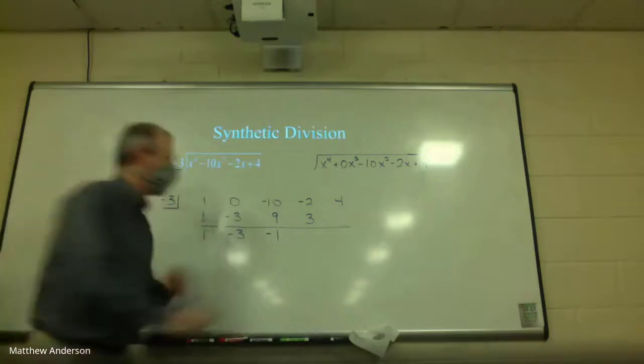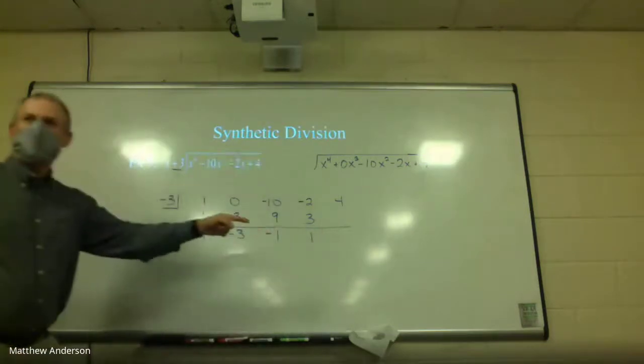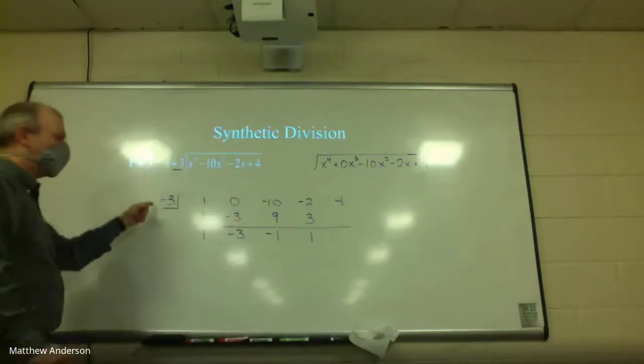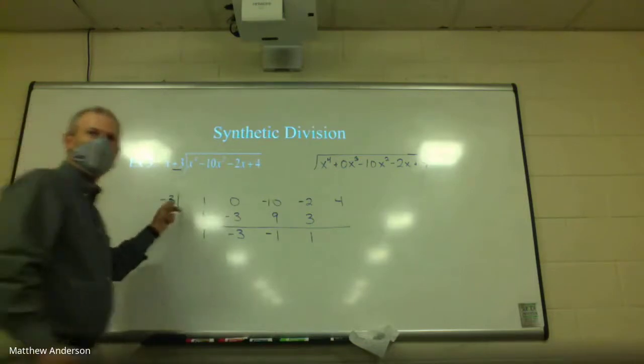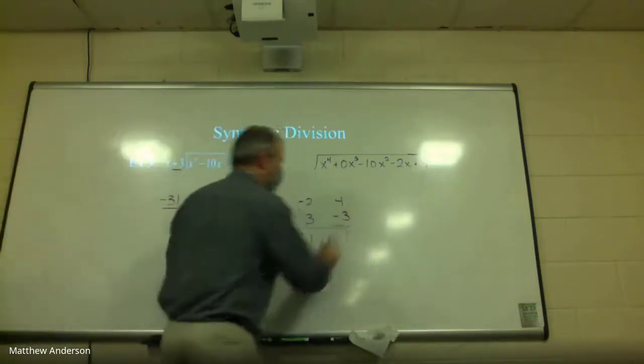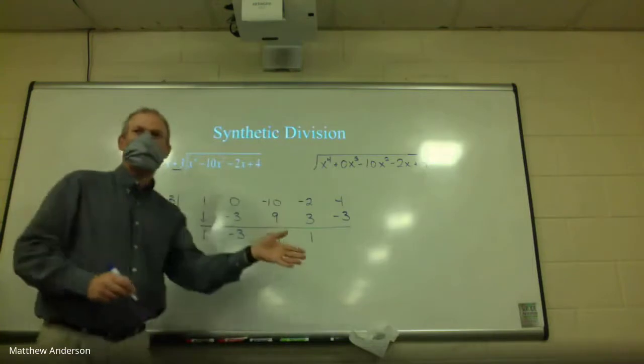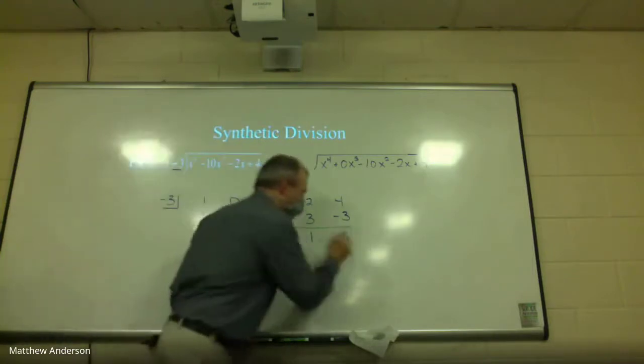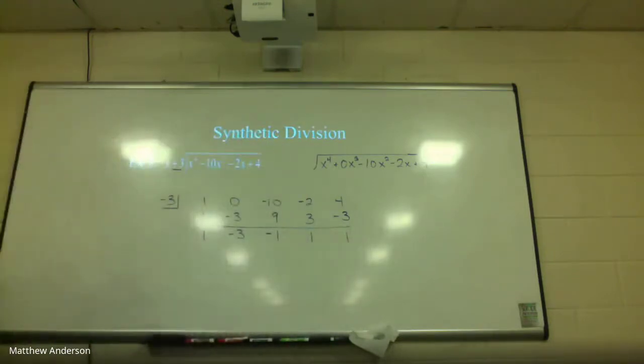What do you think we do to the 1? Multiply by the -3. What's 1 times -3? -3. That goes underneath the 4. And what do we get when we add those together? 1. Okay, we're done with all of our work. Now we need to interpret our answer.